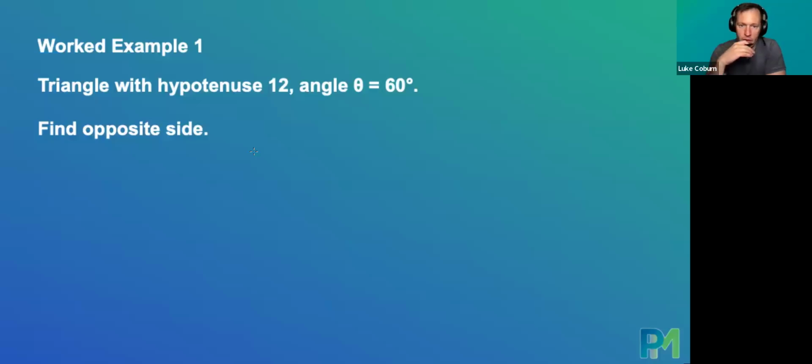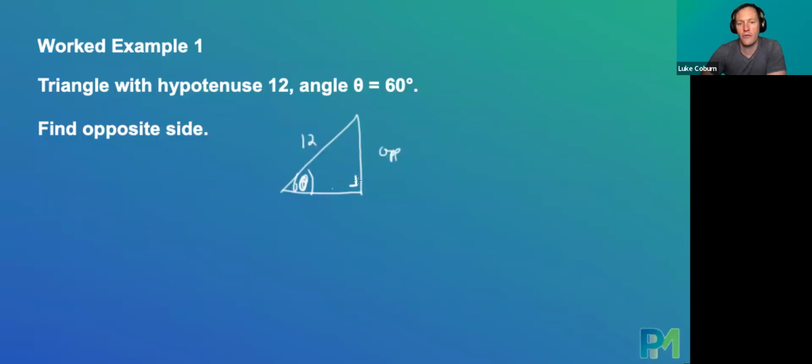Okay, so a triangle with hypotenuse 12 and an angle theta equal to 60. So we have to find the opposite side. So this is the right angle. The hypotenuse is 12. This is the theta, which is 60 degrees, so I can write down 60. And we're looking for the opposite side here. Okay, so we're looking at this thing here.